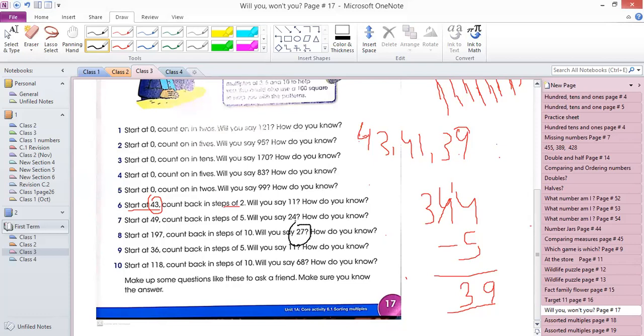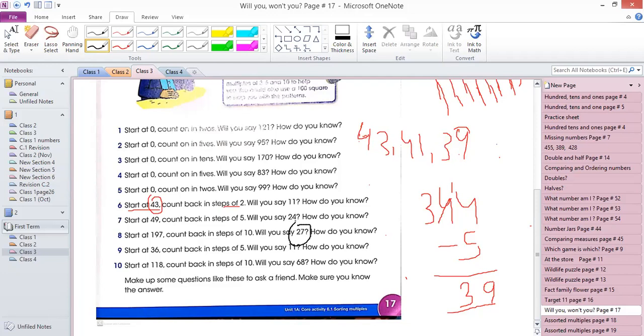Why will you say yes? Because the last digit of 27 is 7, and in the pattern, the last digit is also 7. The whole pattern has the last digit 7. So the digit in the ones place does not change when you count back in steps of 10, or even when you count on in steps of 10, so the ones place will remain the same. At 197 the last digit is 7, and at 27 also the last digit is 7. That means 27 will come in the pattern, and you will say yes. This was question number 8.